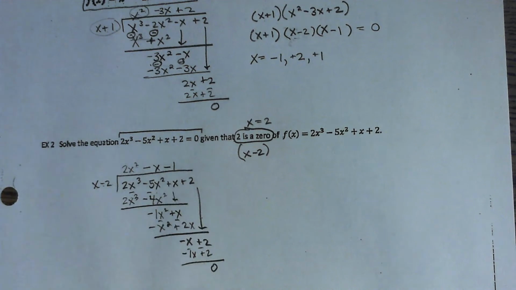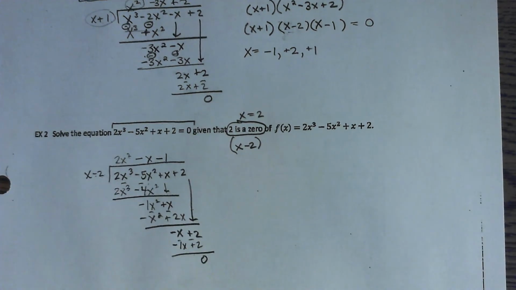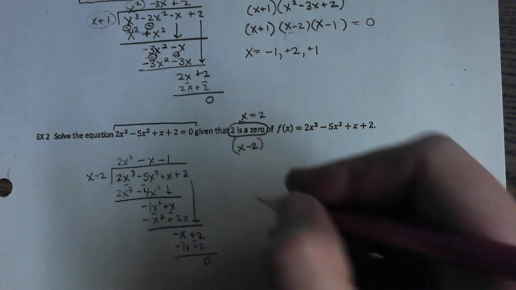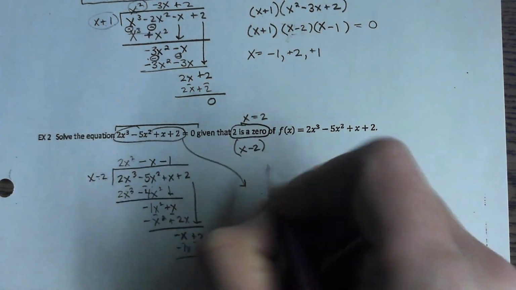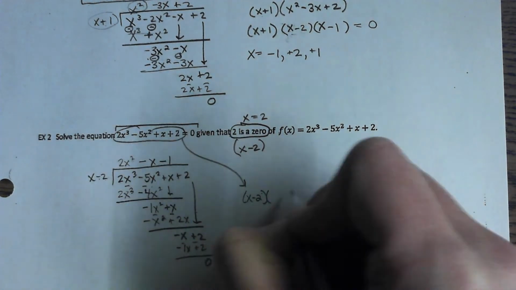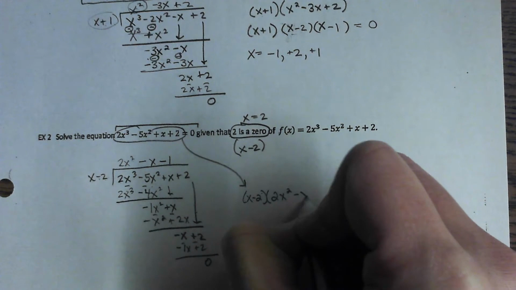So, if you knew something was a 0, that tells you that when you get a remainder of 0, that's a good thing. That should happen. If you know it's a root, if you know it's a 0, then it should divide in evenly. If it doesn't, that should be a red flag. Stop and go back. So now so far we've taken this and we've factored it into x minus 2 times 2x squared minus x minus 1.